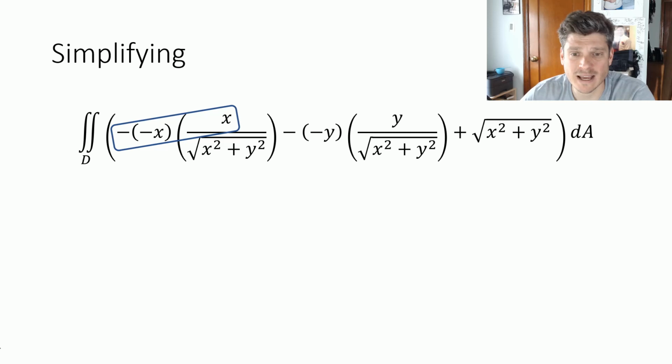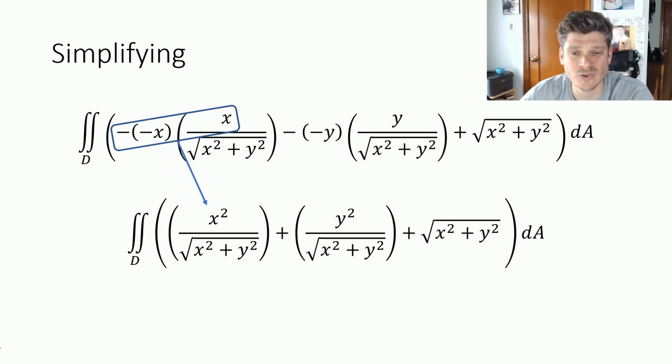And so then I have x times x, well, that's going to be x squared over my square root. So that whole thing is going to simplify to x squared over the square root of x squared plus y squared. And then again, the same thing with the y's. Minus minus becomes plus, and then y squared over the square root of x squared plus y squared. And then again, that last radical at the end.